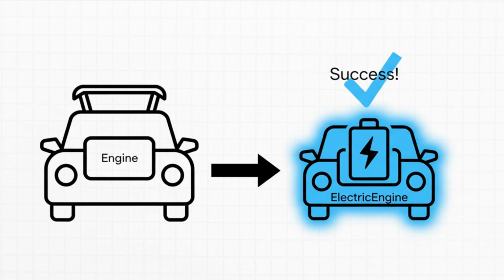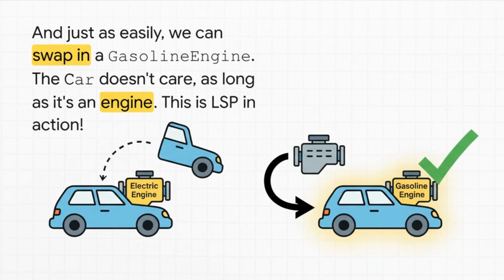Let's go back to that car example. Our car class isn't locked into one specific kind of engine. It's just built with an engine. So we can easily create a car and just plug in an electric engine. And just like that, with zero changes to the car class itself, we can pop in a gasoline engine instead. The car doesn't care. As long as the engine object fulfills the iEngine contract, everything just works. That is LSP in action, and it's all thanks to the incredible flexibility of composition.